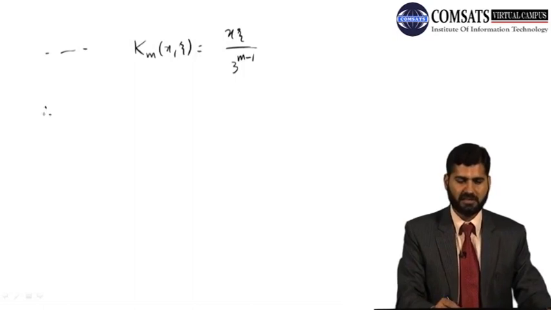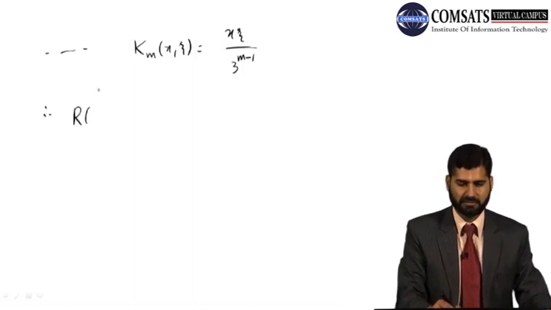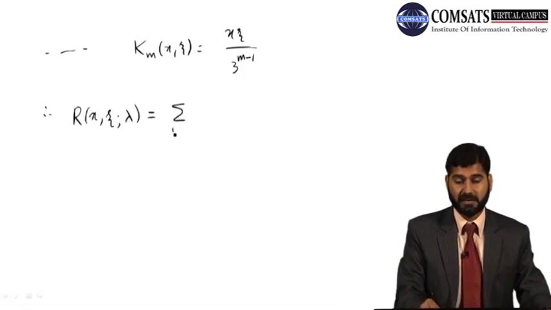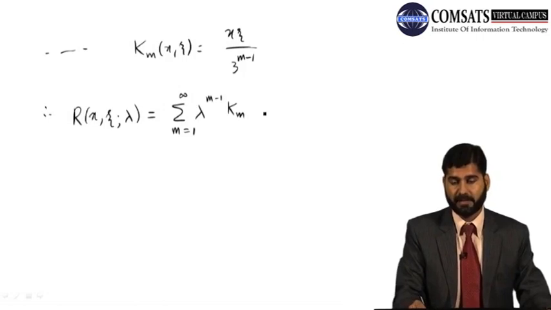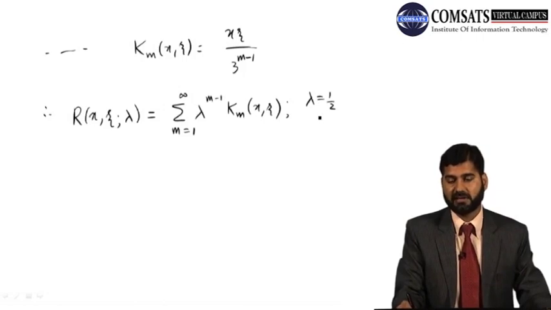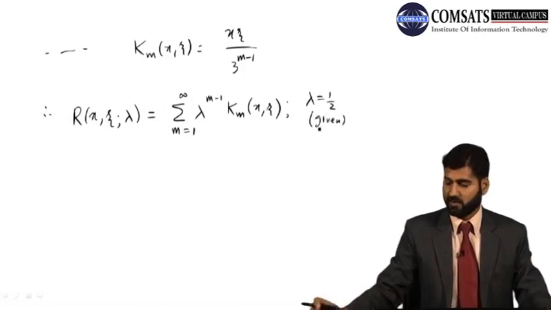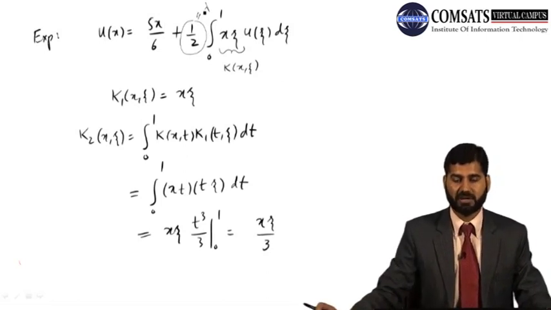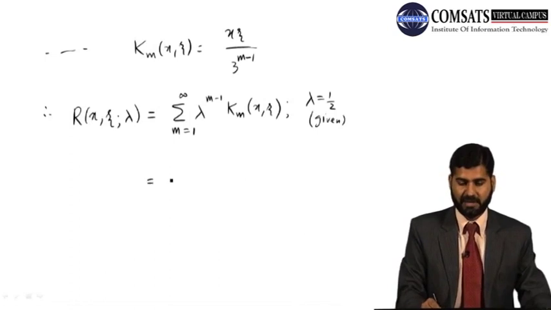So therefore the resolvent kernel R(x, xi; lambda) will be equal to the summation, m goes from 1 to infinity, lambda to the power m minus 1 times Km(x, xi). And if you recall, your lambda is 1 by 2 in our case. If you look at the equation, let me show you the equation. This is the equation. Here lambda is 1 by 2. This is your lambda. So lambda is fixed at 1 by 2. All right. So you can replace lambda here.